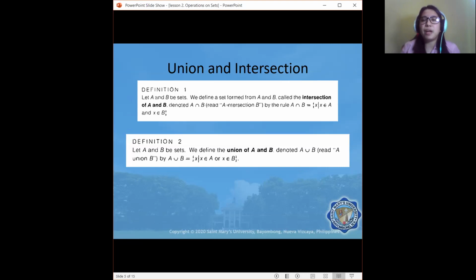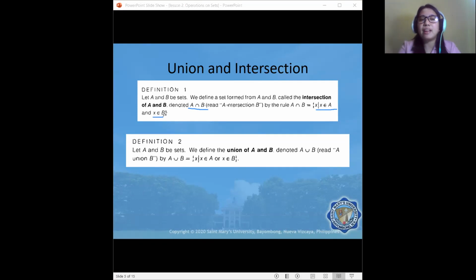As mentioned, we are talking about sets. If we let A and B be sets, we define a set formed from A and B called the intersection of A and B. It is denoted by this symbol, and it is read as A intersection B. By the rule, A intersection B is equal to the set of X where X is an element of A and X is also an element of B.